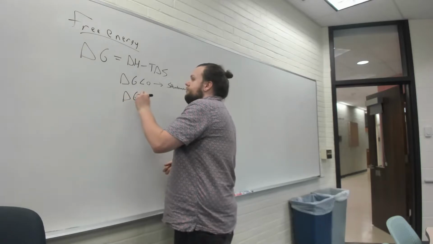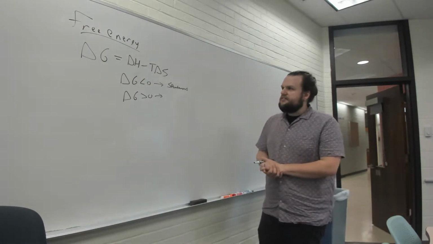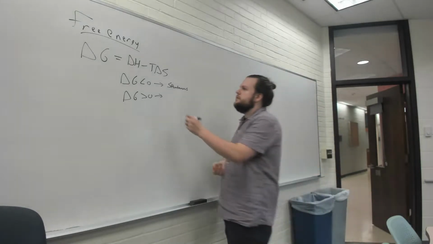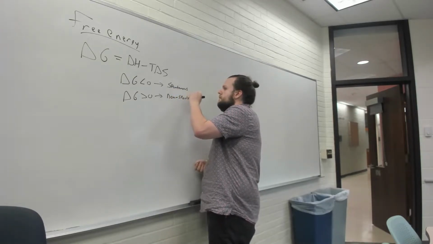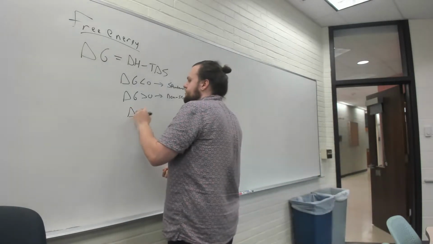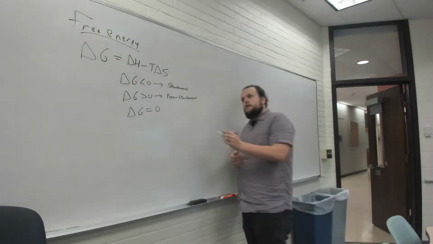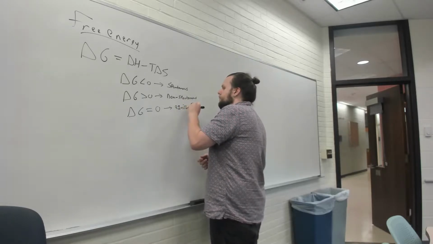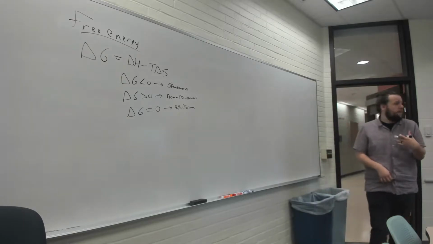And of course, if delta G is greater than 0, that means the process doesn't have enough heat in the bank account to pay the tax. So this is a non-spontaneous process at this temperature. And then, of course, there's the condition delta G equals 0 as well. We call this equilibrium, which means that the system can proceed forward and backwards with the same probability. It's equally likely to go to completion as it is to go backwards.